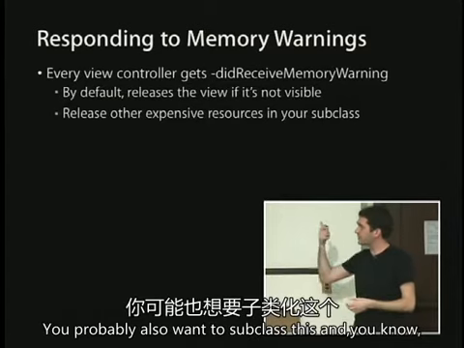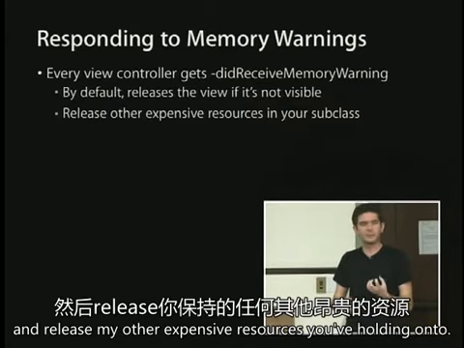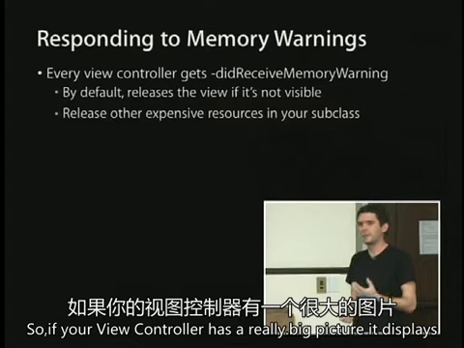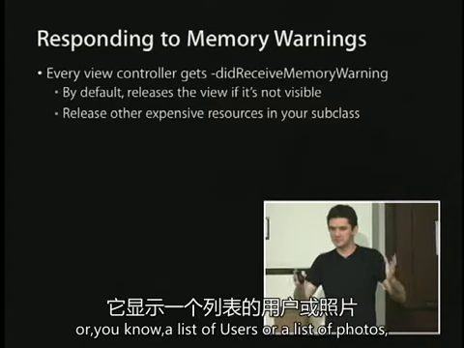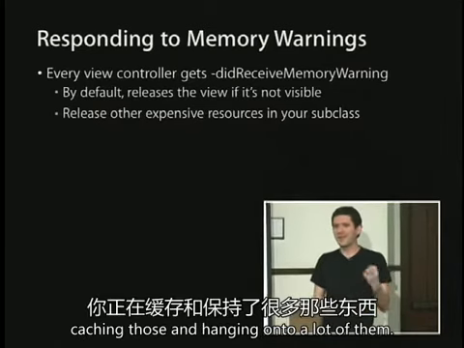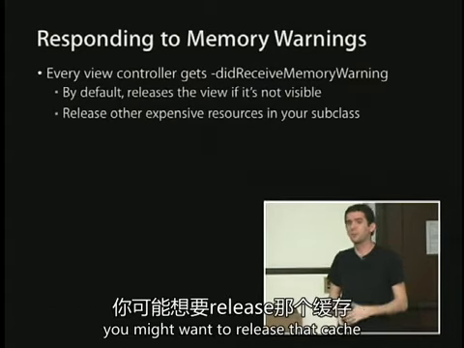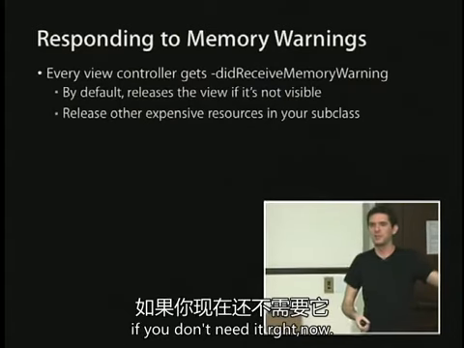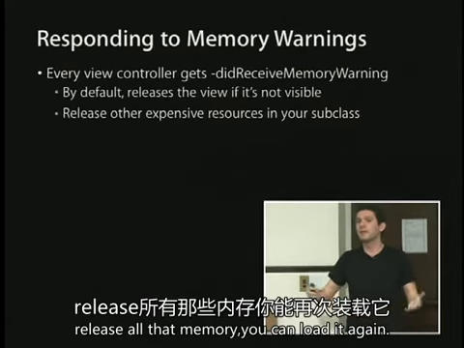You probably also want to subclass this and override didReceiveMemoryWarning and release any other expensive resources you've been holding on to. So if your view controller has a really big picture it displays, or a list of users or a list of photos, not that we'll be seeing that anytime soon, and you're caching those and hanging on to a lot of them, if you did receive a memory warning, you might want to release that cache if you don't need it right now. If your view controller is not visible, release all that memory. You can load it again.